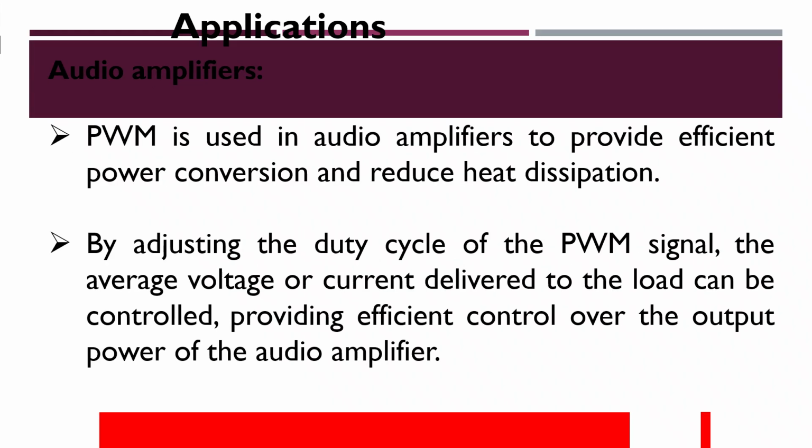So next application, it is used in audio amplifiers. Pulse width modulation is actually used in audio amplifiers to provide efficient power conversion and reduce heat dissipation, so it reduces the amount of heat dissipated from the system. By adjusting the duty cycle of the pulse width modulation signal, the average voltage or current delivered to the load can be controlled, providing efficient control over the output power of the audio amplifier.